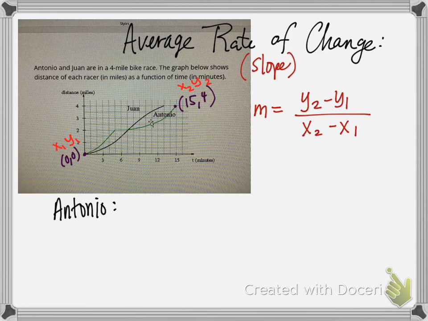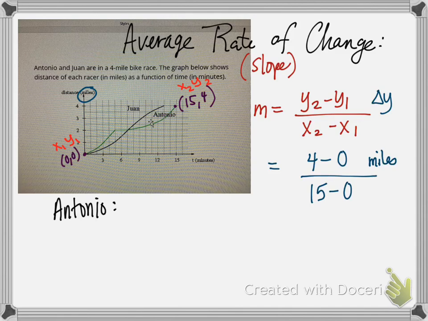So if I plug this into the slope formula, y2 is 4, y1 is 0. And I'm also going to write the meaning of the change in the y's. So I just read the y-axis, so this will be miles. All right, and then the x's. x2 is 15, and x1 is 0. And the meaning is minutes. So if I simplify this, this would be 4 over 15.